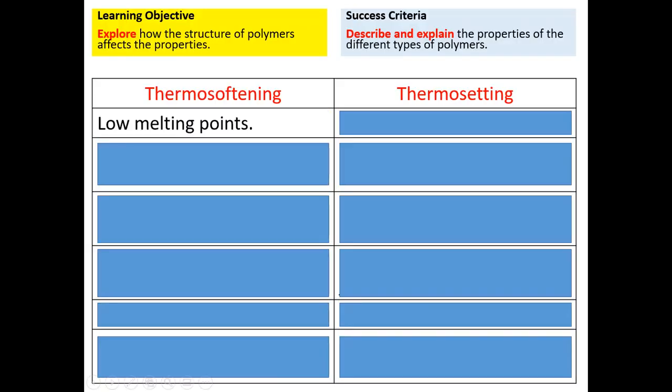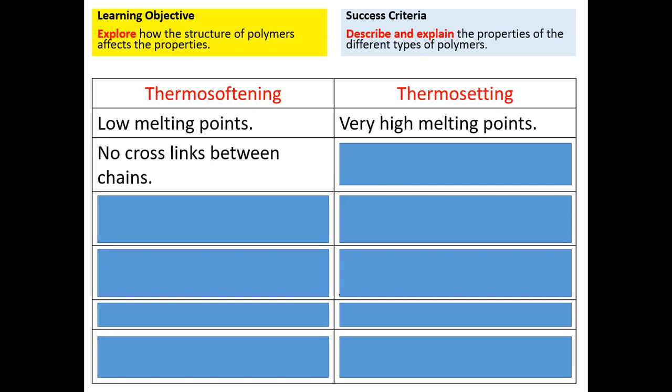Okay, so thermosoftening have low melting points. So that means that thermosetting have very high melting points. So as you can see, we're doing a comparison. So whatever you've said for one, you need to write the opposite for the other one. So thermosoftening, no cross links between the chains. So if you've not got these, make sure you're using a different colour pen and adding them to the end because they're very, very important. So thermosetting, cross links between the chains.